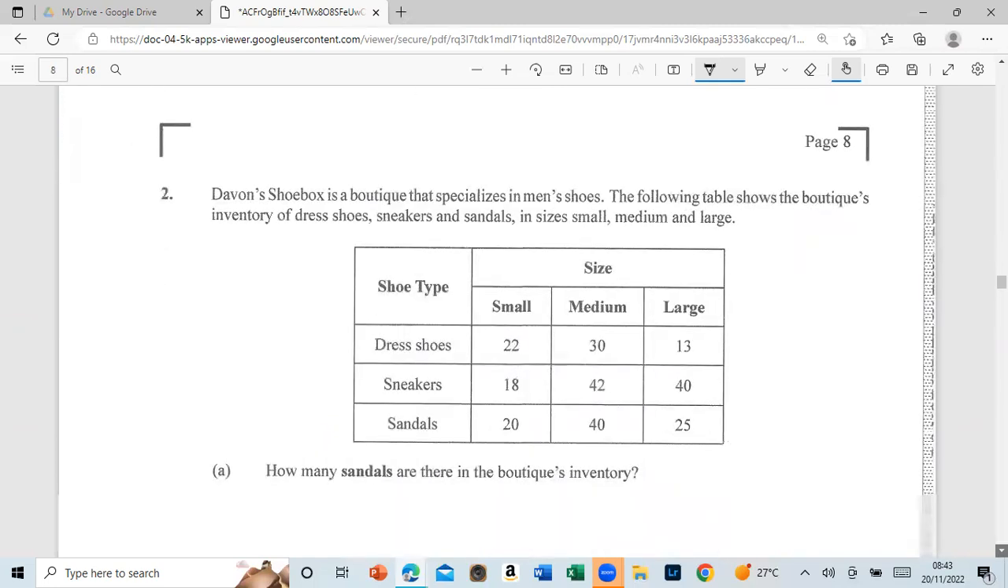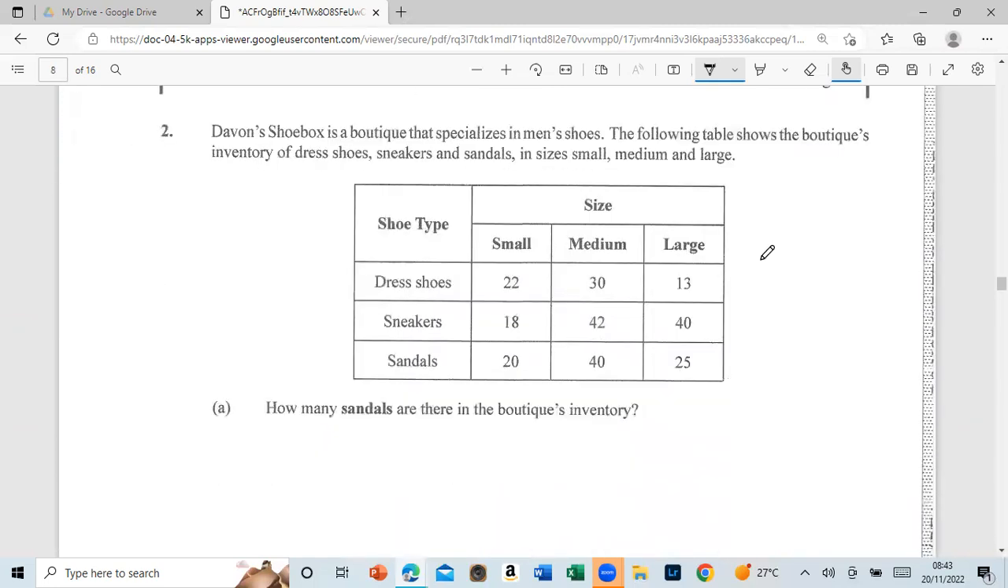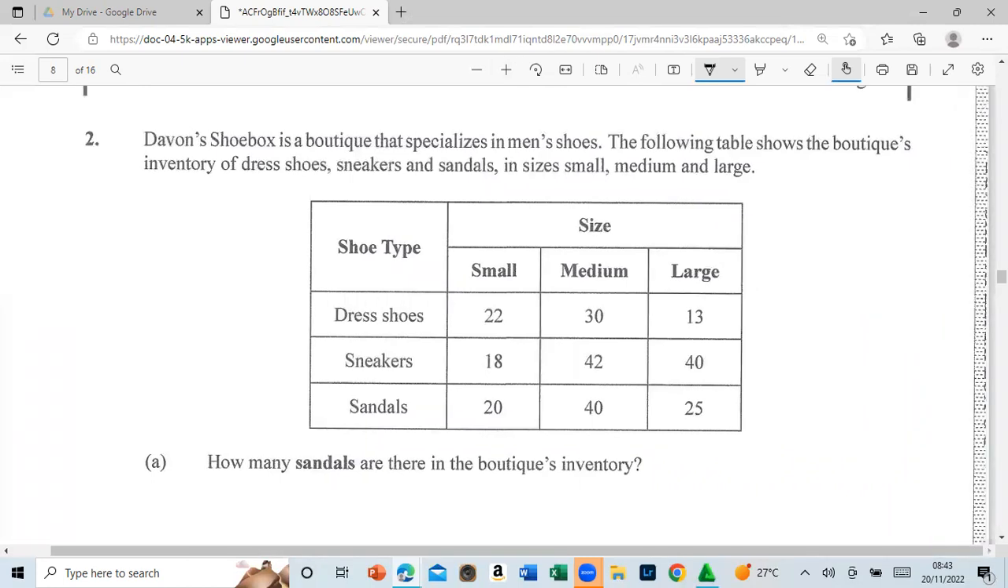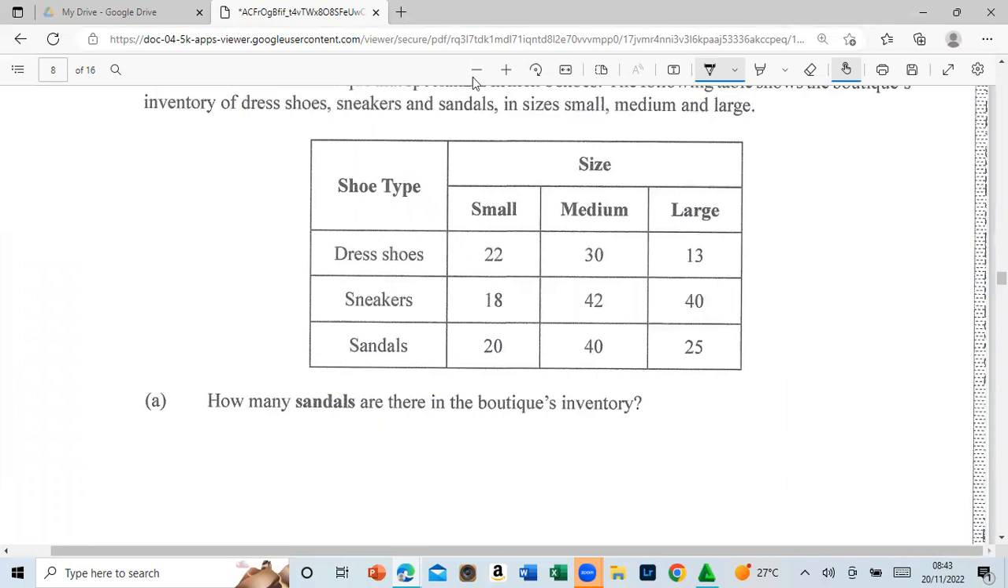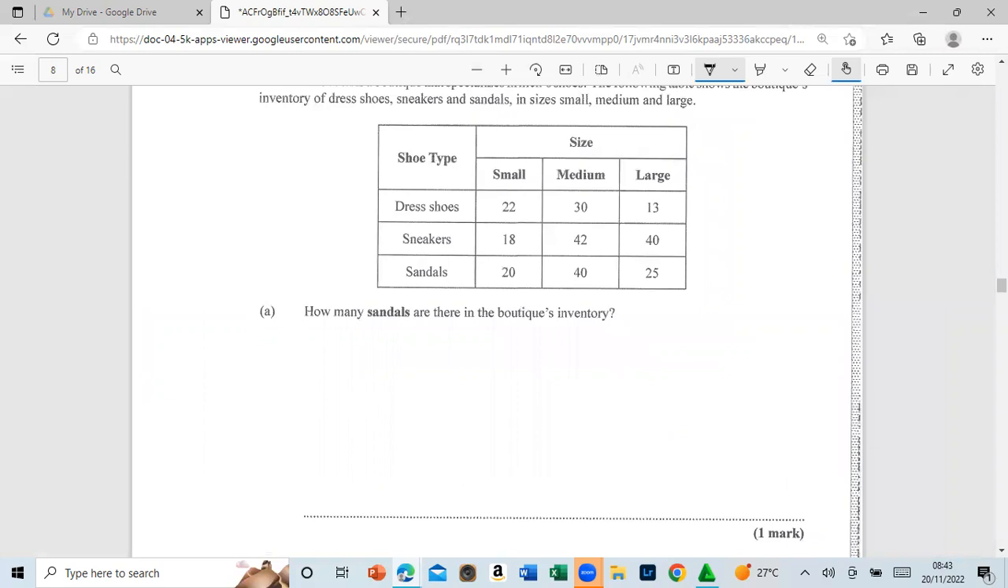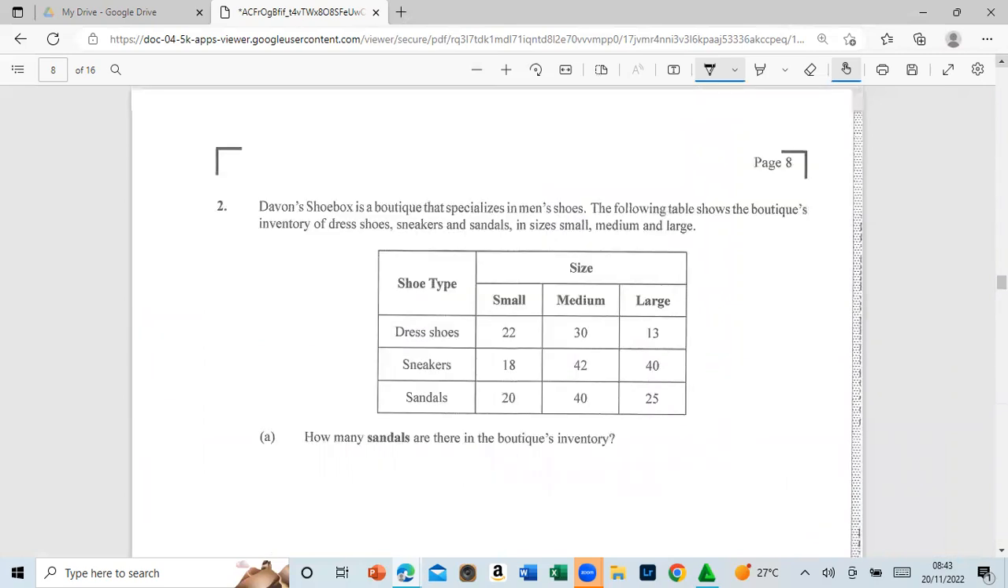All right, let's look at number 2. It says Davian's Shoebox. Alright, let's look at this one now. Number 2. If you read it carefully, guys, don't rush it. Alright, so listen to what it says now. It says Davian's Shoebox is a boutique that specializes in men's shoes. The following table shows the boutique inventory of dress shoes, sneakers, and sandals in sizes small, medium, and large.